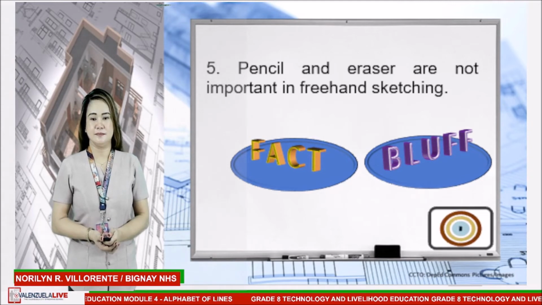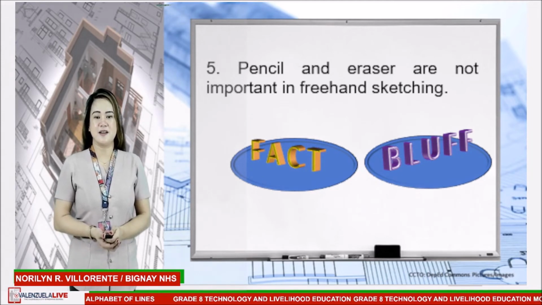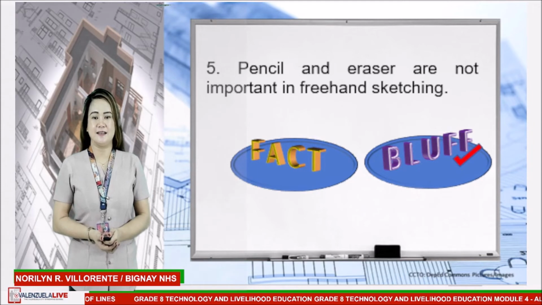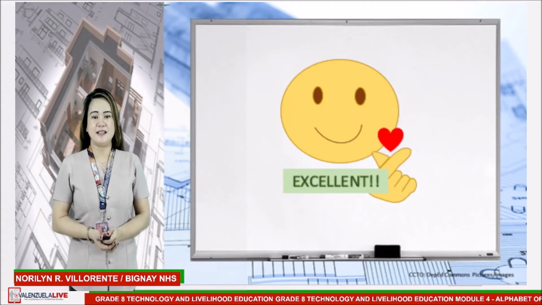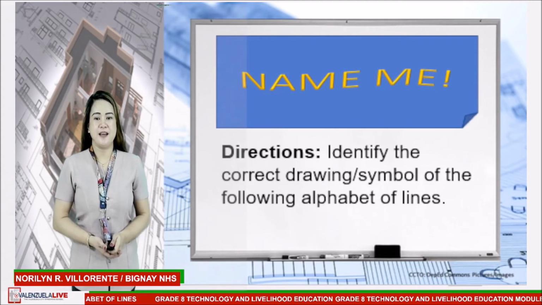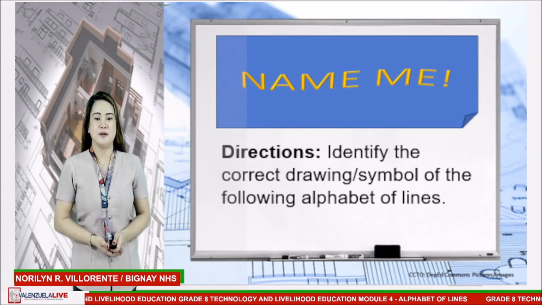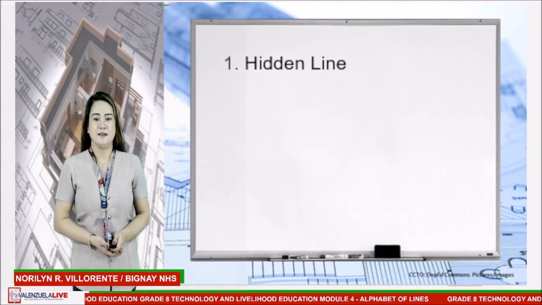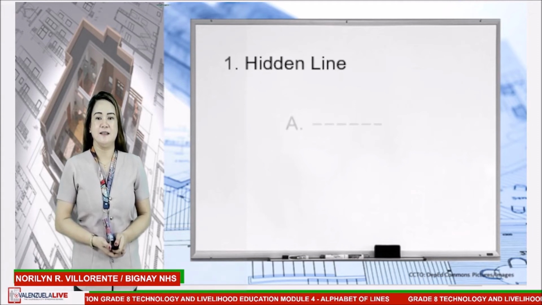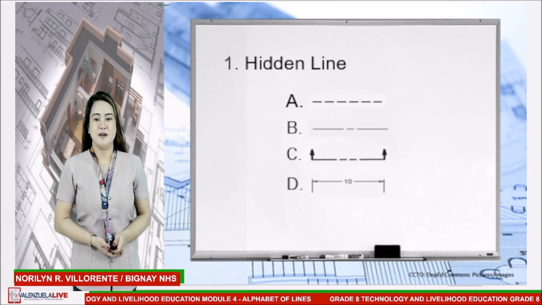Time is up. The correct answer is bluff. Excellent. In the next activity, let's call this Me. With directions, identify the correct drawing or symbol of the following alphabet of lines. Choose the correct answer in the given choices. You have 5 seconds to answer each number. Let's begin. Number 1, hidden line. Is it A, B, C, or D?